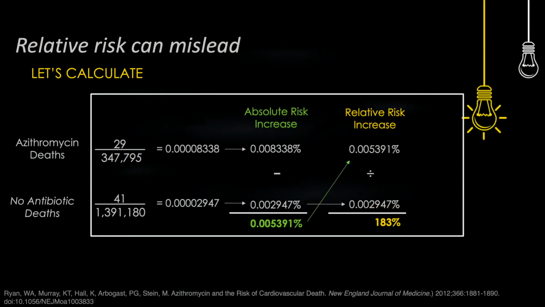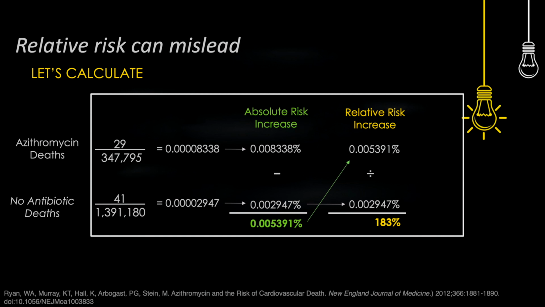This number seems like a lot, and it is in relative terms, but in absolute terms, it's really not that much. When you take those numbers again and you calculate absolute risk increase, the risk increase was only 0.005%. And if you take a look at these numbers down in the lower right-hand corner, you can see why. There are actually very few deaths in either group, especially when you compare them to the total number of people, 347,000 in the azithromycin group and 1.3 million in the no antibiotic group. So let's take a look at how to calculate these numbers.